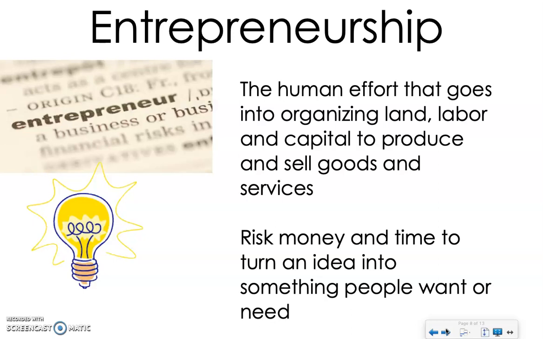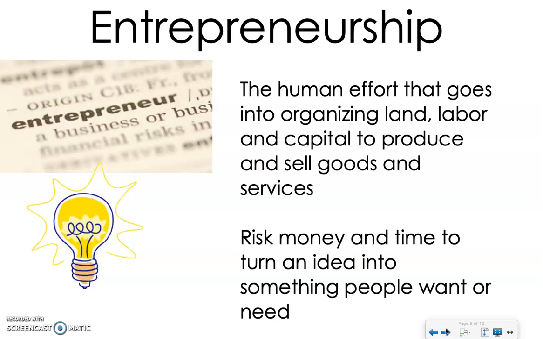And then the fourth thing is entrepreneurship. So this last thing is the human effort that goes into organizing the three things that we talked about, land, labor, and capital, to produce and sell goods and services. So entrepreneurs are going to be risk takers. They risk their money, they risk their time, their ideas to turn an opportunity or an idea into something that people want or need. And the way that the society uses these four factors of production is going to be determined by its economic system.